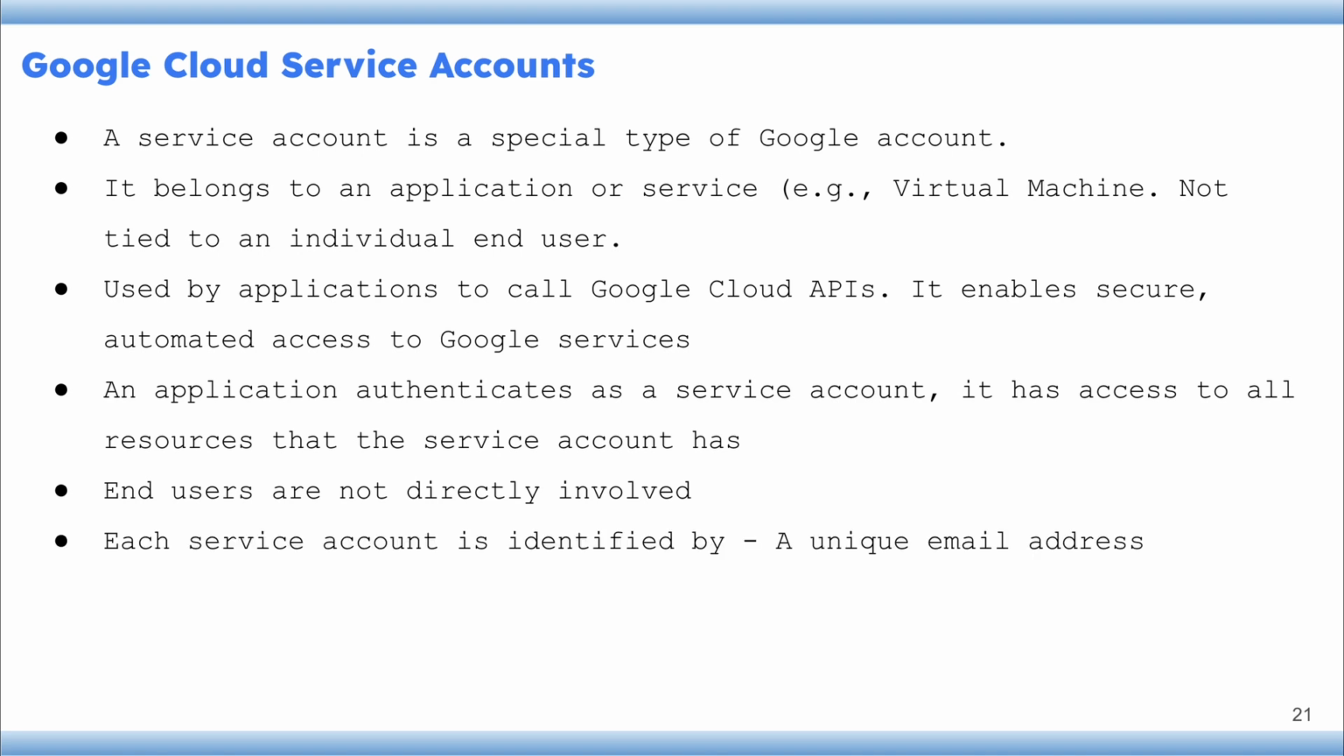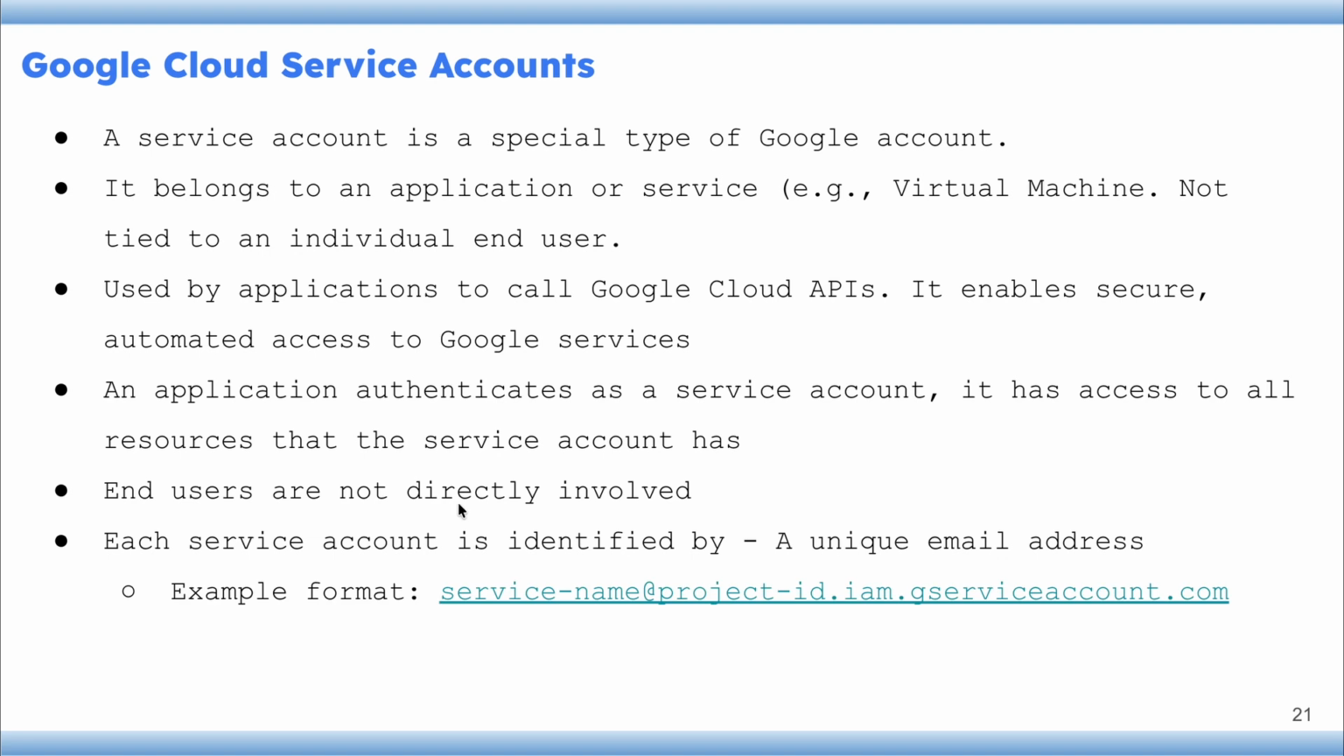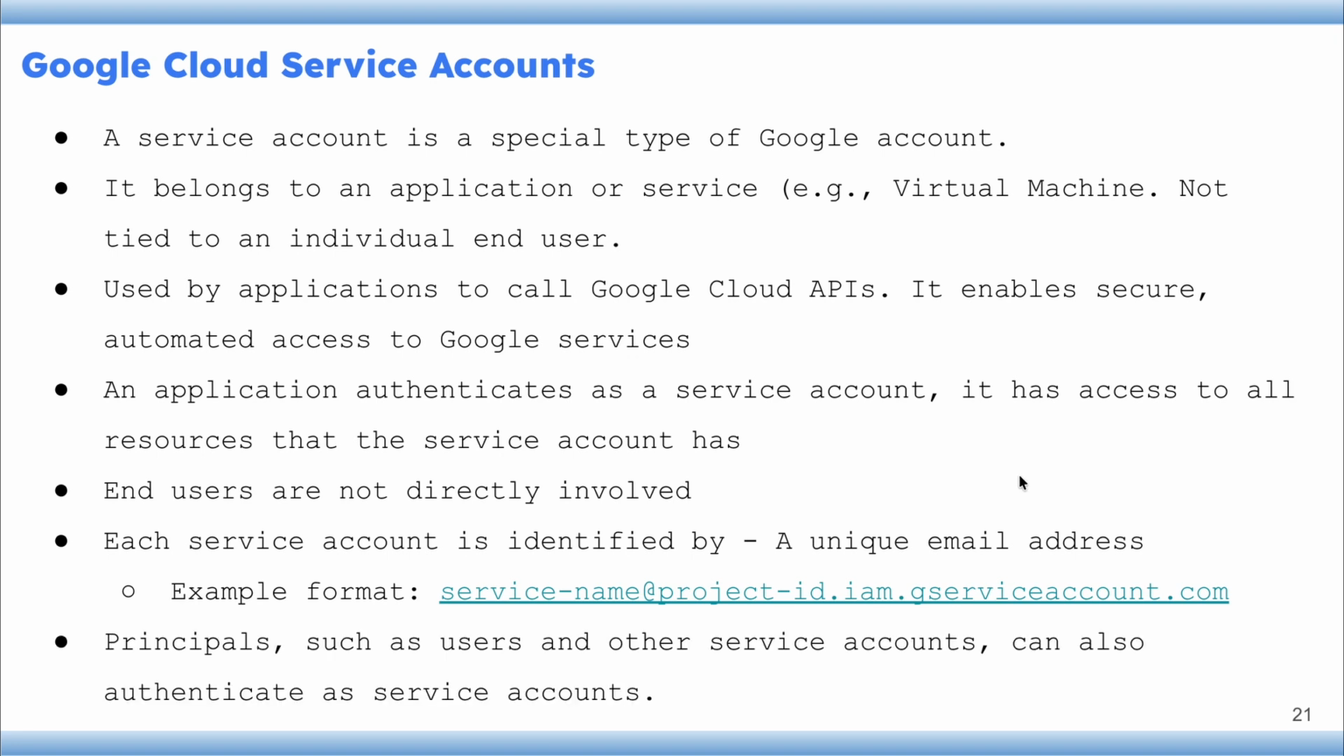A service account is identified by its email address, which is unique to the account. It allows one service to securely talk to another service. This is the example format of a service account: your service name and the project ID, which will be replaced by the actual project ID, followed by iam.gserviceaccount.com. Principals such as users and other service accounts can also authenticate as a service account.